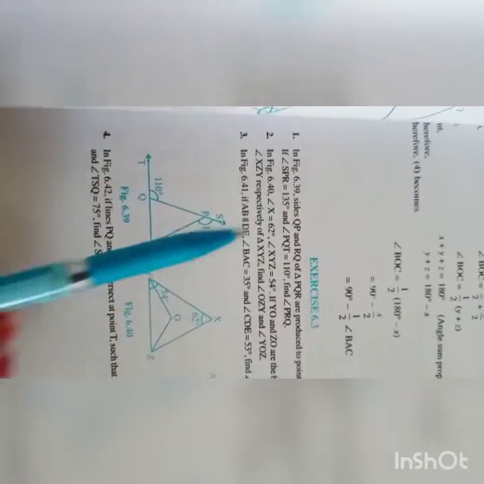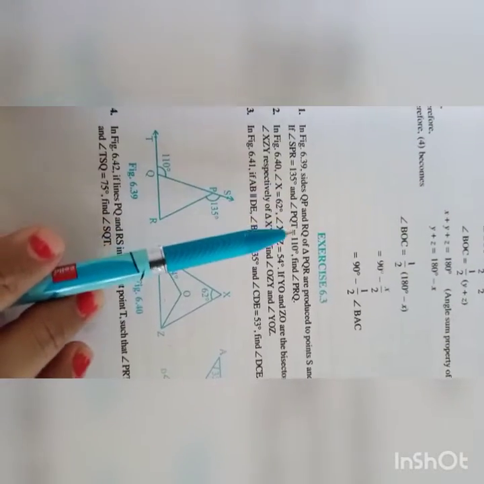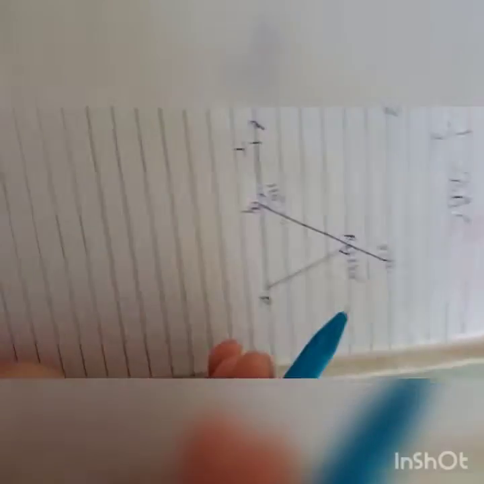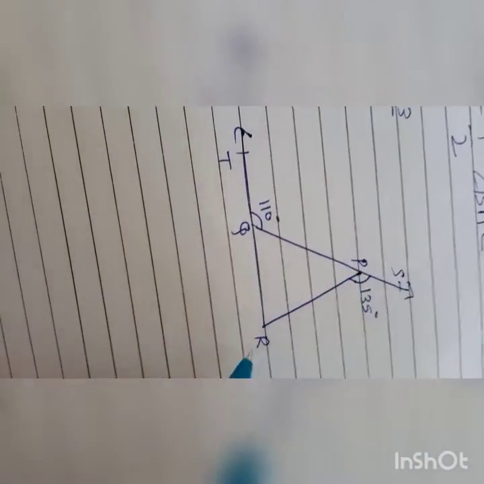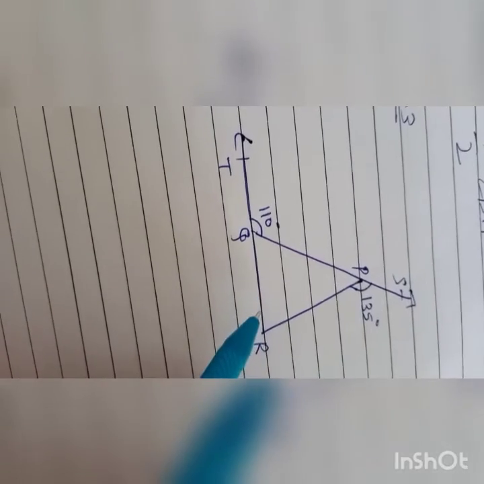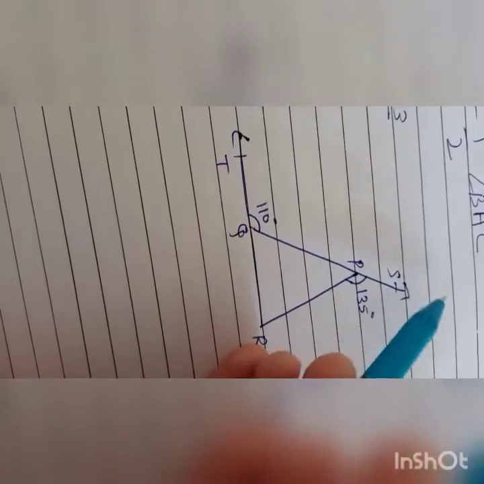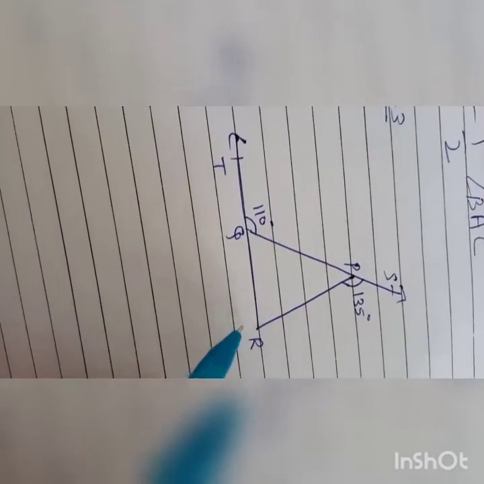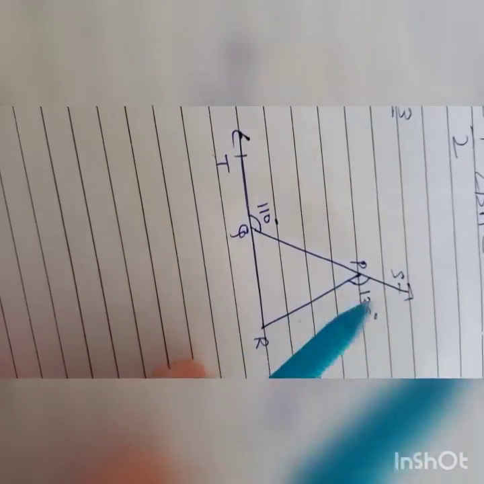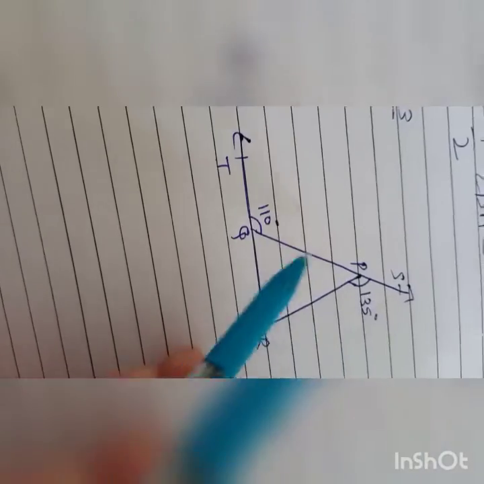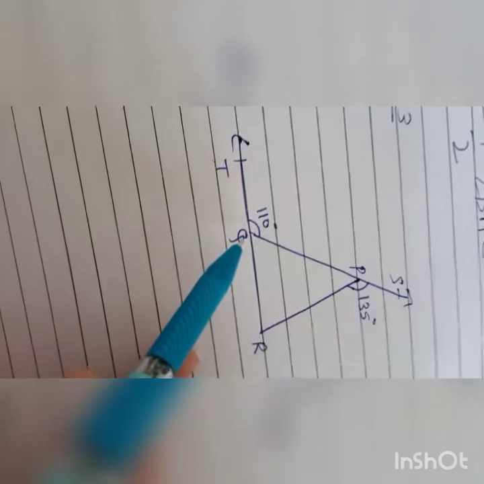First question is in figure 6.39. In this figure, sides QP and RQ, I have made this figure here also. Sides QP and RQ, this one, of triangle PQR are produced to points S and T. Means QP ਨੂੰ S तक और RQ ਨੂੰ T तक produce ਕੀਤਾ ਹੋਇਆ ਹੈ. If angle SPR, this angle is of 135 degree, angle PQT, that is this angle is of 110 degree, then find angle PRQ.